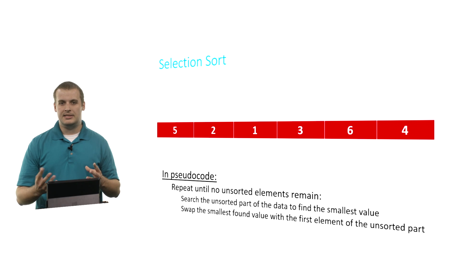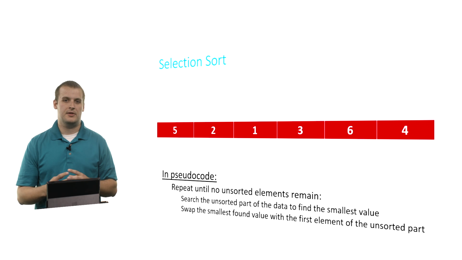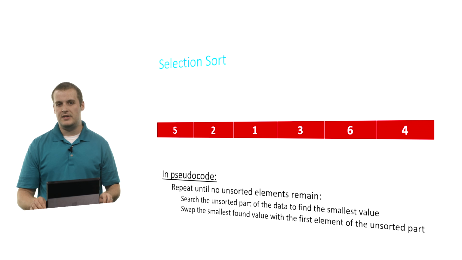So this, I contend, is an unsorted array, and I've indicated it by coloring all of the elements red. They are not yet sorted. This is the entire unsorted part of the array. So let's go through the steps of selection sort to sort this array. So again, we're going to repeat until no unsorted elements remain. We're going to search through the data to find the smallest value, and then swap that value with the first element of the unsorted part.